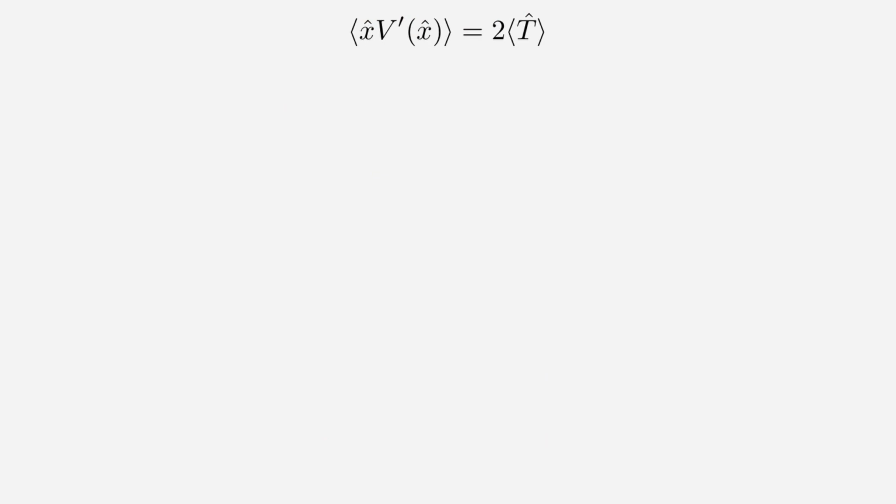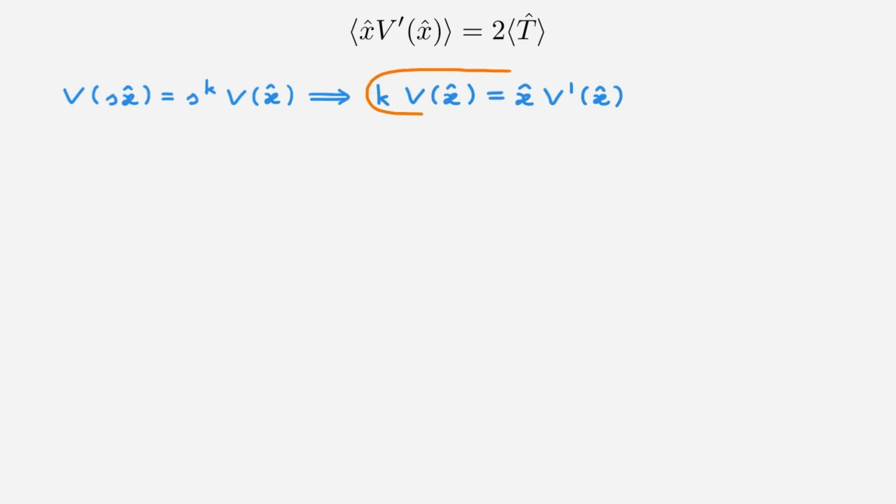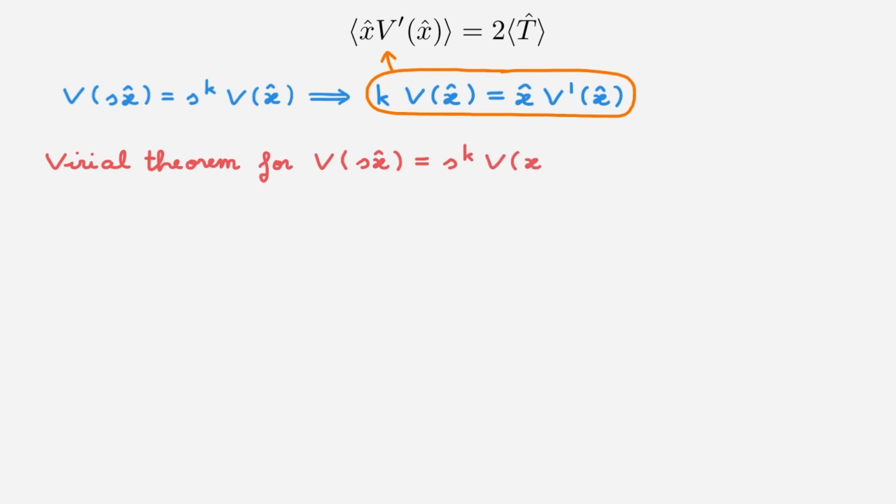We are now ready to rewrite the Virial theorem for potentials that correspond to homogeneous functions. If the potential V is described by a homogeneous function of degree k, then by definition it obeys this relation. Using Euler's theorem, we can then conclude that k times the potential is equal to x times the derivative of the potential. We can now insert this result inside the Virial theorem up here, and this takes us to the Virial theorem for potentials described by homogeneous functions of degree k.